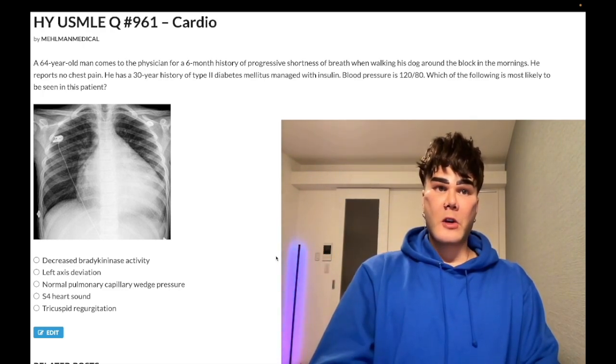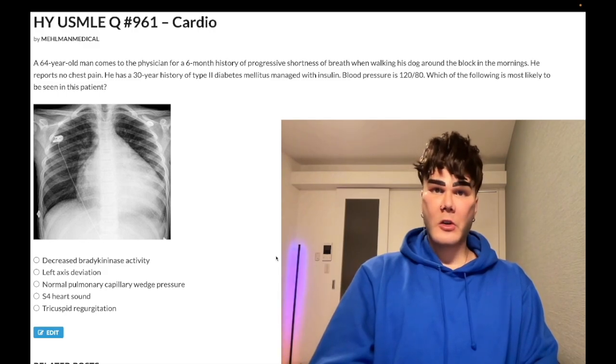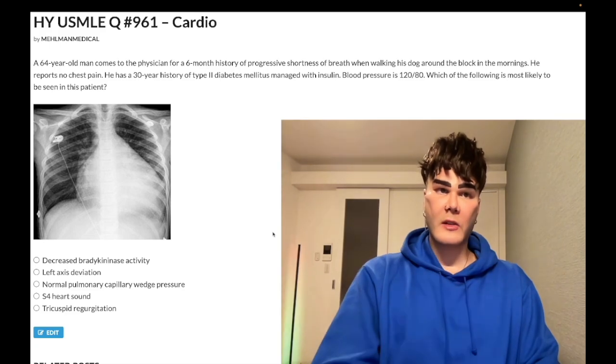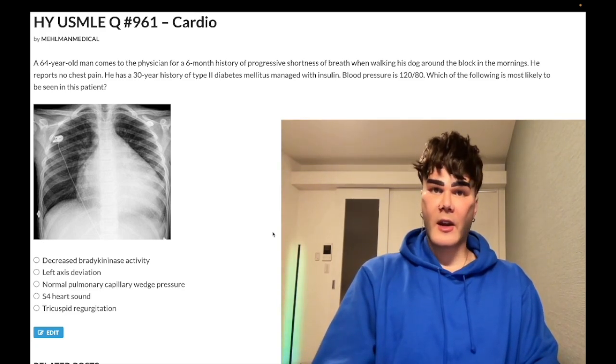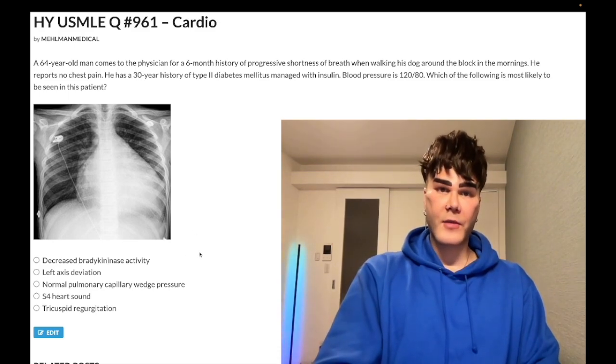Now, if I'm meeting one-on-one with a student, we get a big 12-line paragraph and they say somewhere in there, there's left axis deviation. I say, what does that mean? Student starts giving me a technical answer about the ECG leads. No one cares, okay? It just means left ventricular hypertrophy.